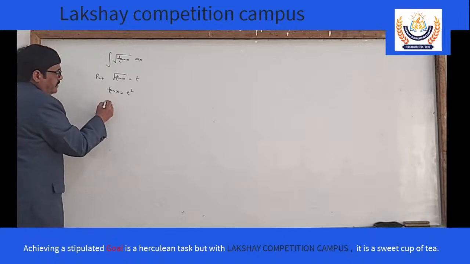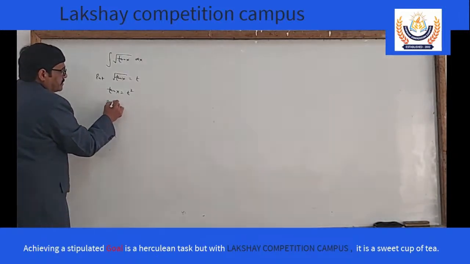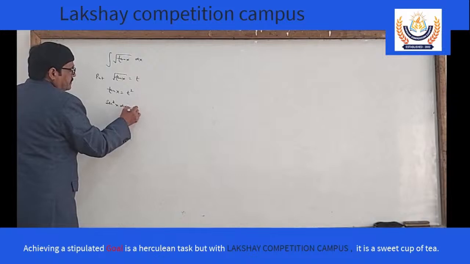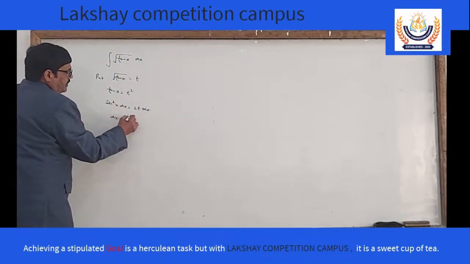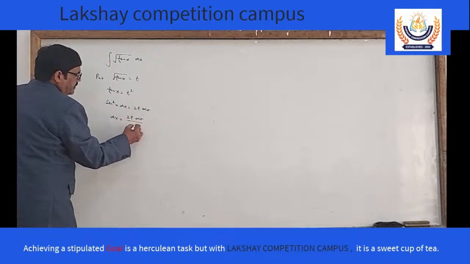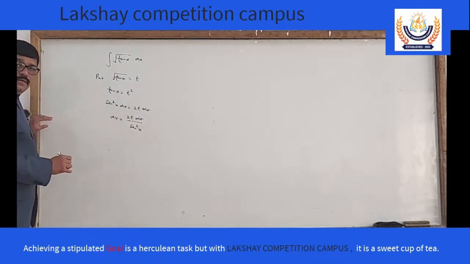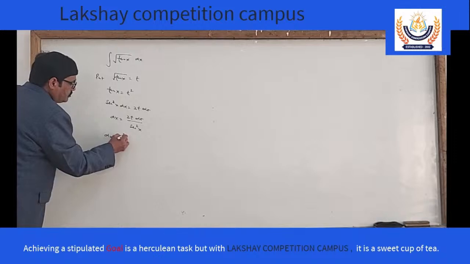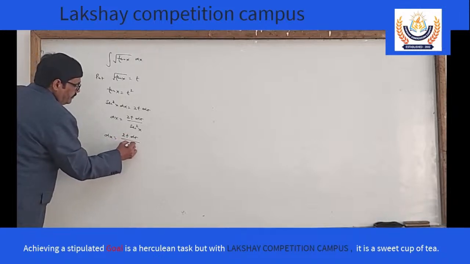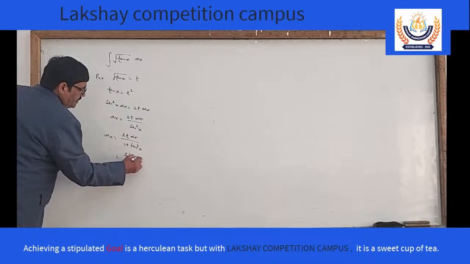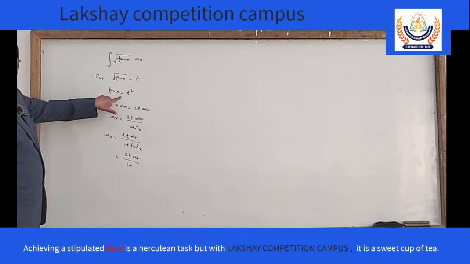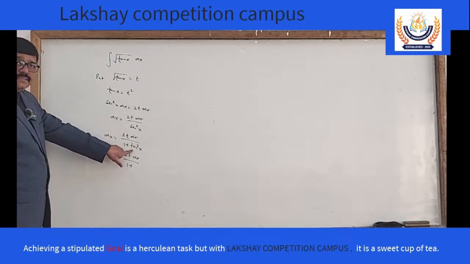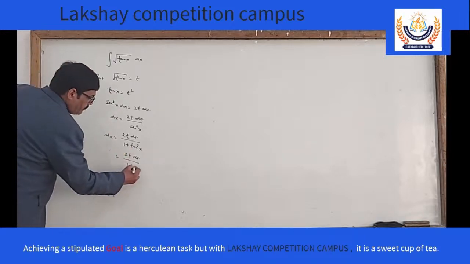What is the derivative of it? Secant² x dx equals 2t dt. dx is 2t dt by secant² x. Clear? Now we converted it. dx is equal to 2t dt by 1 plus tan² x, which is 2t dt by 1 plus, what is tan x? t². So tan² x is t⁴. Clear?